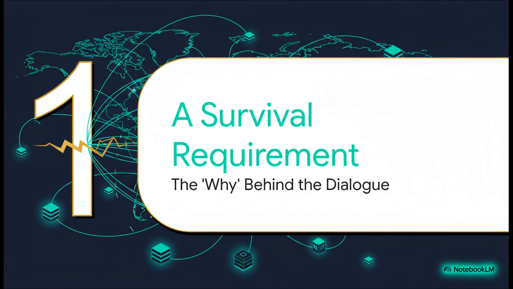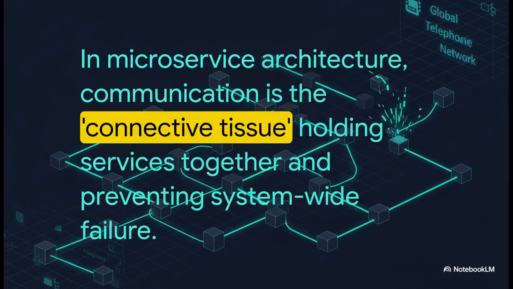To really get this, you have to understand that for any modern microservice architecture, communication is not just some feature on a checklist. No way. It is an absolute survival strategy. Think about it. You've got a system built from dozens, maybe hundreds, of these little independent services. For them to work together and do anything useful, they have to have a shared language and some really clear rules. This communication framework, it's the connective tissue holding the whole thing together.